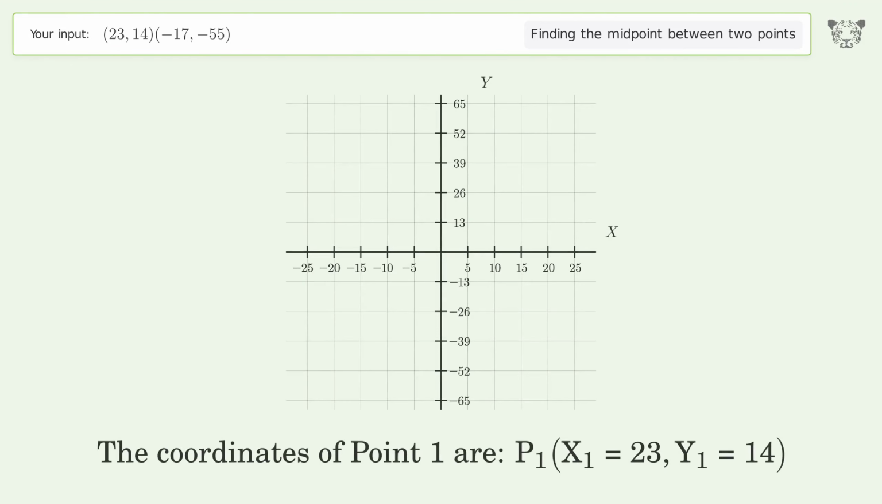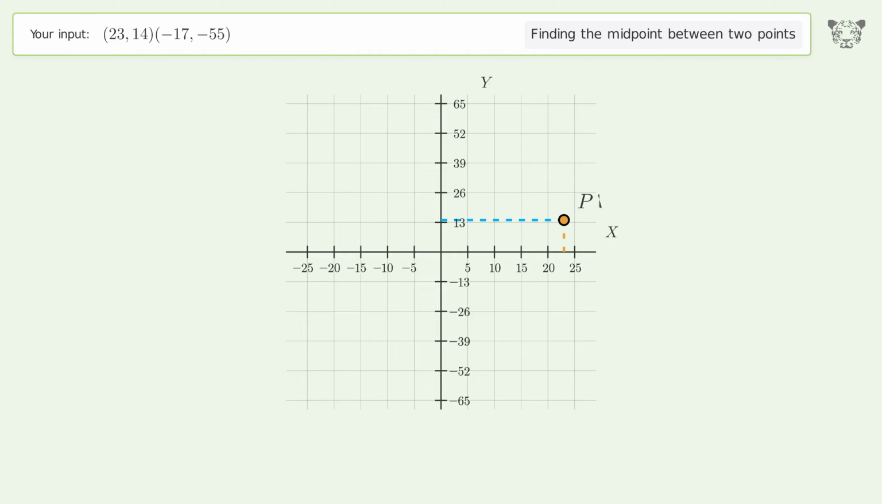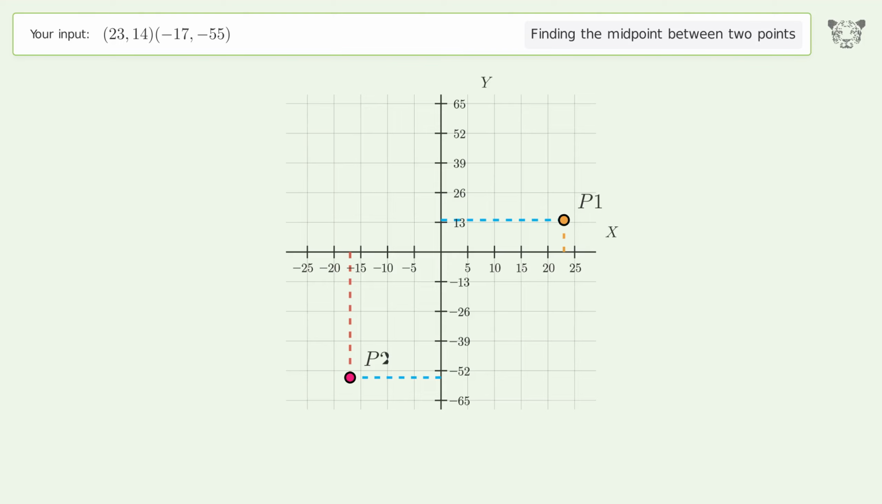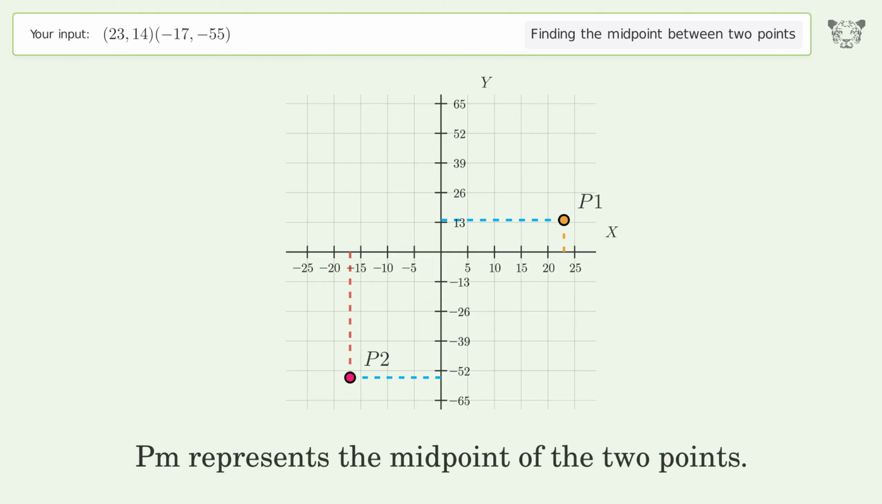The coordinates of point 1 are, x1 equals 23, y1 equals 14. The coordinates of point 2 are, x2 equals negative 17, y2 equals negative 55. PM represents the midpoint of the 2 points.